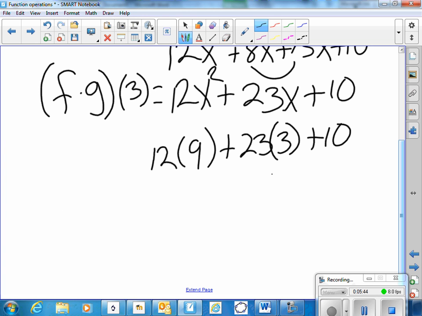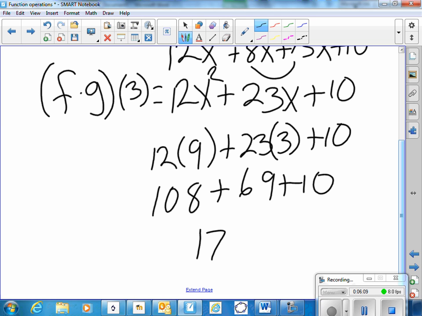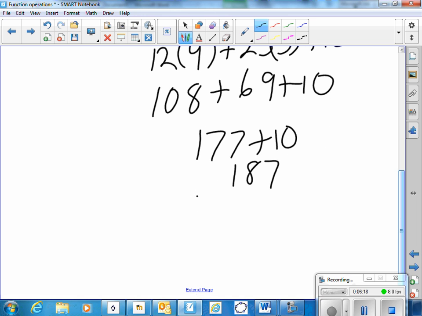23 times 3 is 69. 3 times 20 is 60. 3 times 3 is 9. 10 times 9 is 90. 2 times 9 is 18. 90 plus 18 is 108. 108 plus 69 would be 177. And if I add 10, I get 187. So the product, multiplying those two functions together, evaluated at 3, gives me a result of 187.